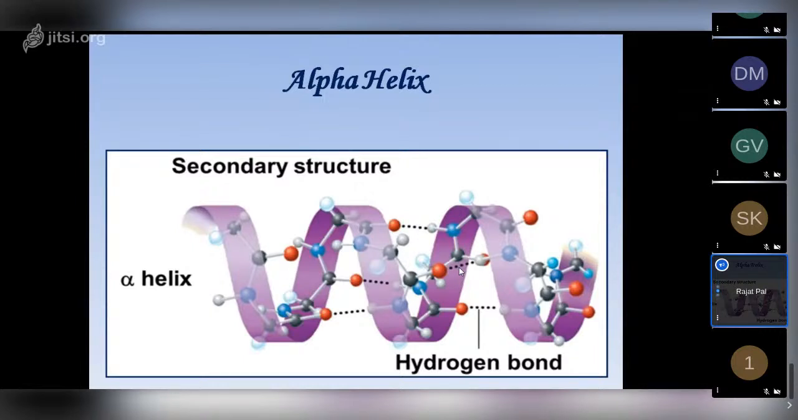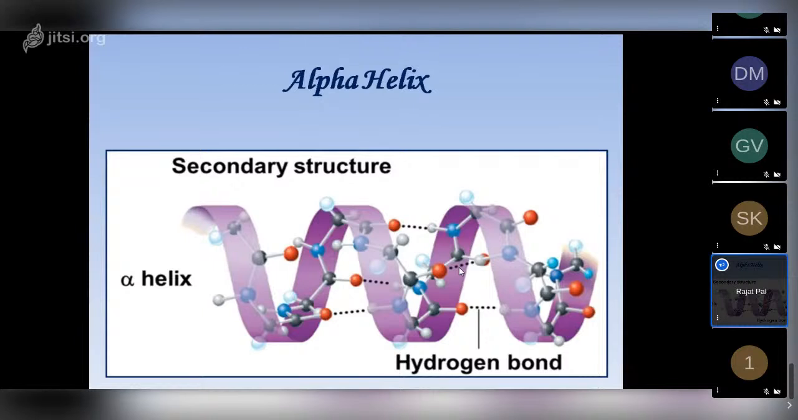So the NH group from one amino acid to the C=O group of the other amino acid can form the hydrogen bond. Although they have already interacted for the peptide bond, the C double bonded O and the NH are still present there to make this hydrogen bond. They are not involved in the peptide bond, so they are free as they are. So they can form this hydrogen bond.